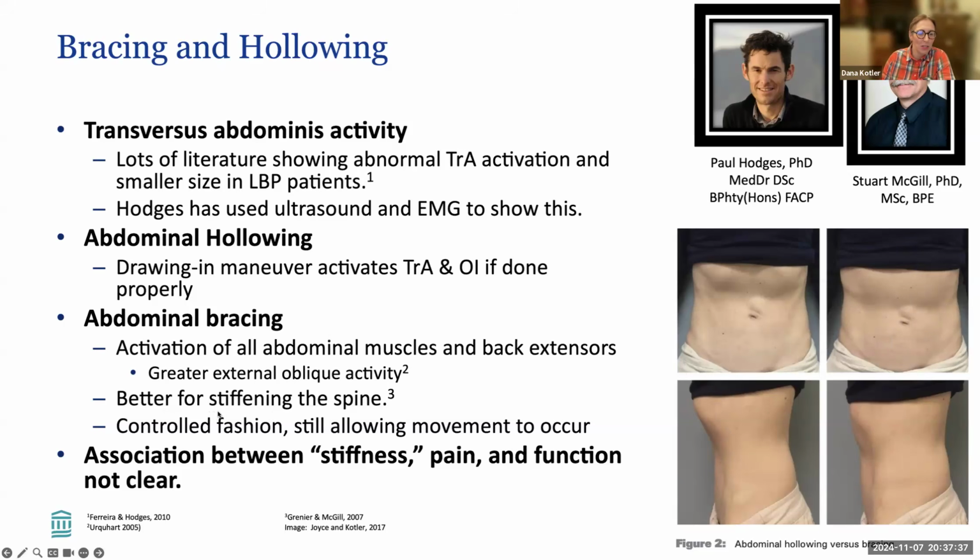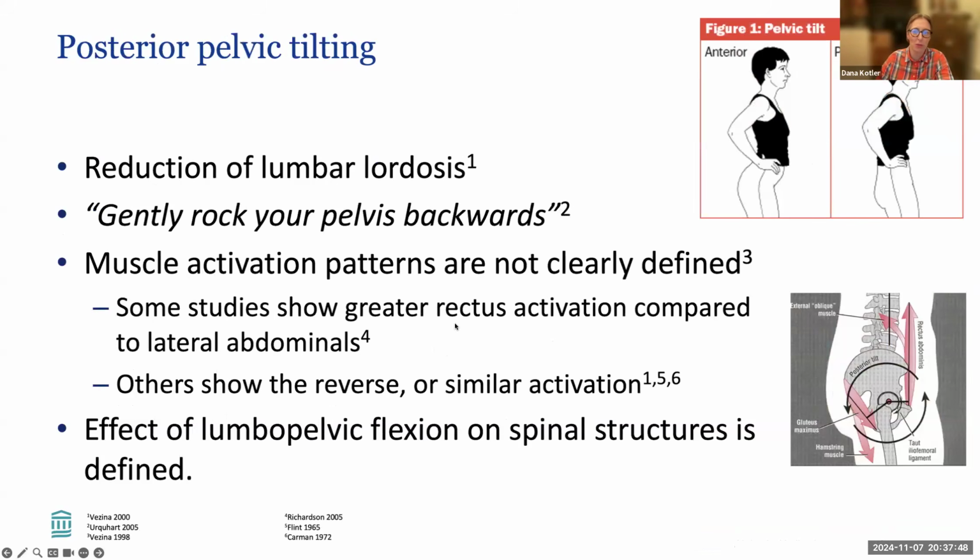So we know that there's this association between spine stiffness for support and stability, as well as low back pain and ability to do different maneuvers and function. But all of this is really not clear, these relationships.